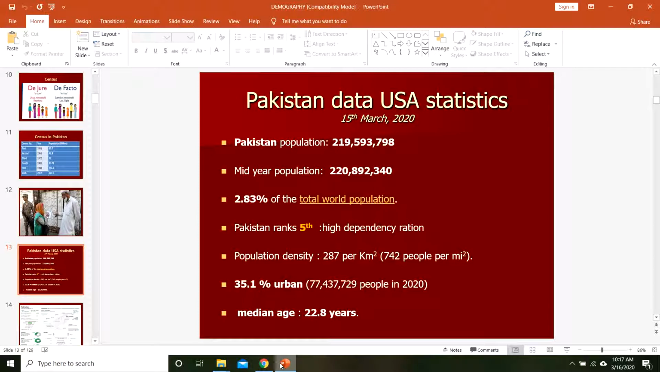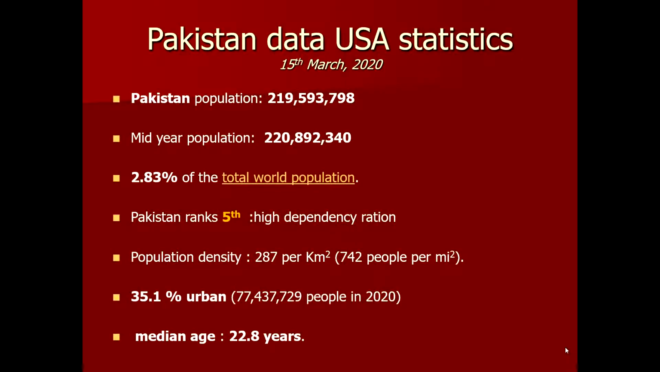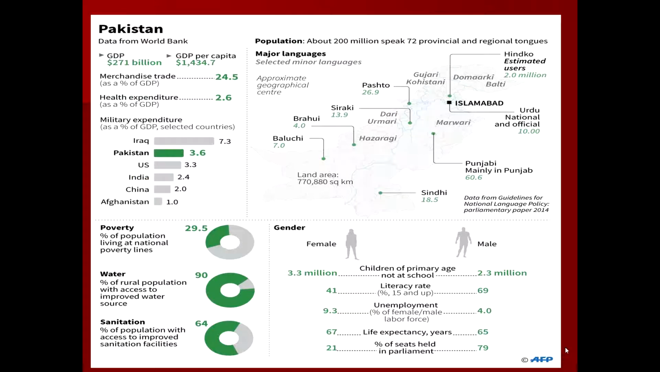Another thing to share with you is regarding the report of the World Bank, which shows that Pakistan's GDP is 27 billion, and its GDP per capita is about $1,437. It shows that the military expenditure is about 3.6% of the total GDP.